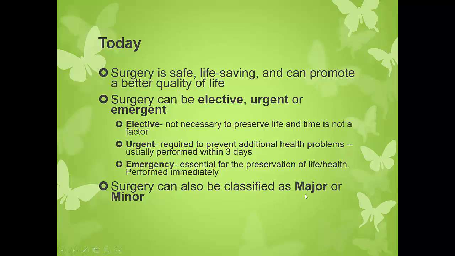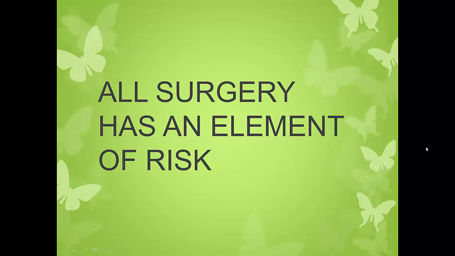The other distinction is major and minor. I think most everybody can bend their head around these pretty easily. Major surgeries are things like CABG, a cardio or coronary artery bypass graft, or a major bowel resection or something like that. Minor surgeries tend to be things like carpal tunnel releases, a bunion removal, PE tubes in little kids in their ear, in their tympanic membrane, those are all very minor surgeries. So they're classified as both major or minor and elective, urgent, or emergent.